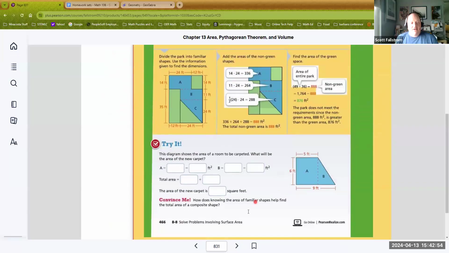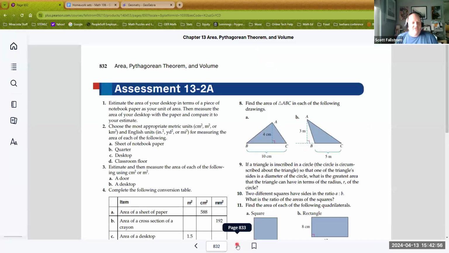All right. There's another textbook page from Student Books, and that wraps it up for 13.2.